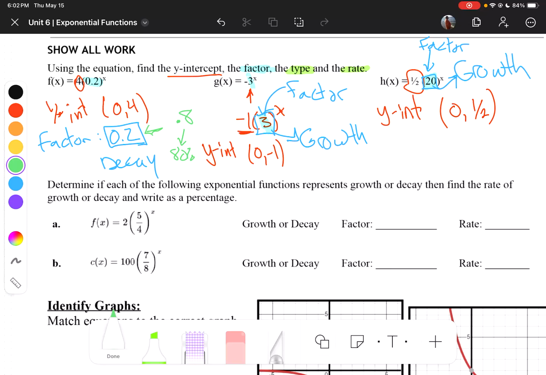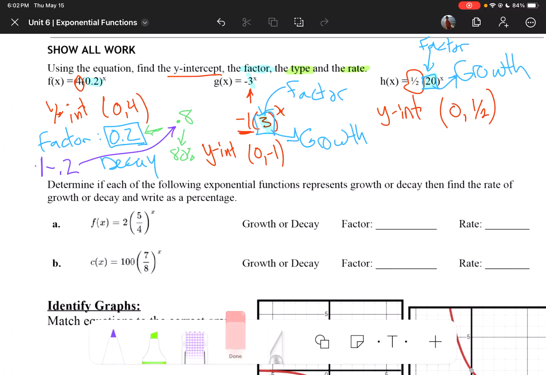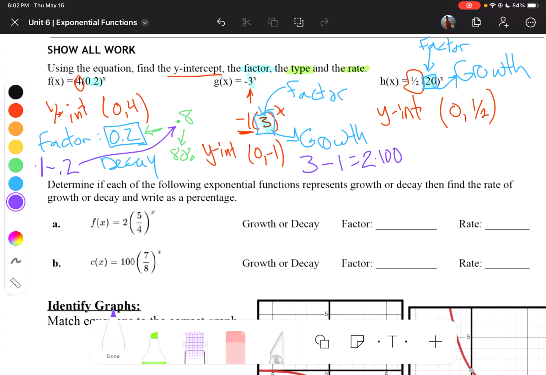So a way to remember that is always take your number. So I'm going to do this in purple. If I take 1 and I subtract my factor, that's going to give me my 0.8, which is 80%. I subtracted because I was below. Okay, here, I want to not start with 1. I'm going to start with 3 with my factor because I'm over 1. If I take 1 away, that equals 2. I got to multiply that by 100 to get 200% growth.